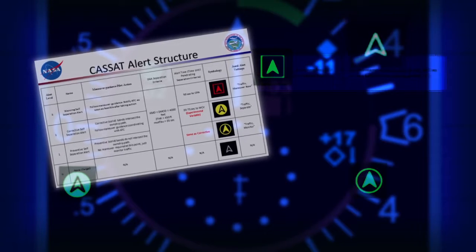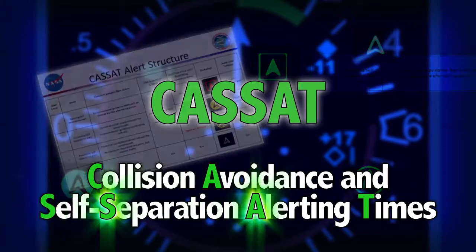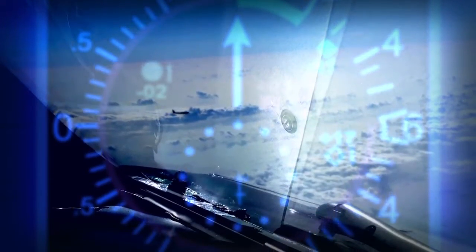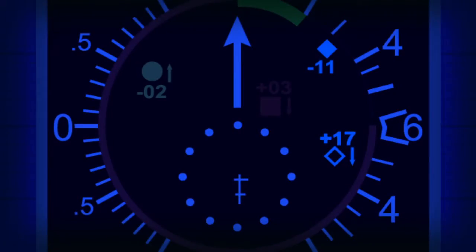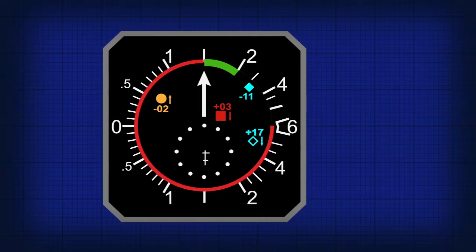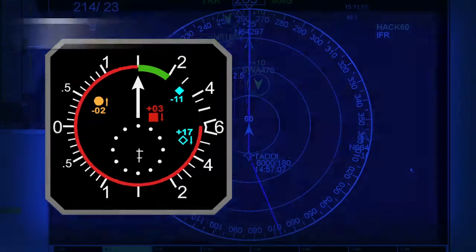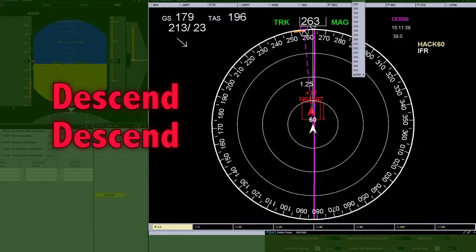Time, not distance, is the focus of the CASAT study for collision avoidance and self-separation alerting times. For these experiments, the self-separation function of Detect and Avoid is integrated with collision avoidance alerting, adding a second layer of protection. This capability is derived from the existing Traffic Alert and Collision Avoidance System, or TCAS. Assessing the effectiveness of integrated collision avoidance is one of CASAT's goals.